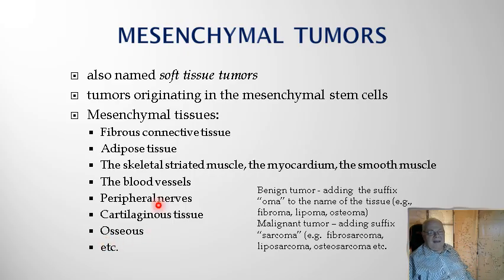When they are benign, to the tissue of origin we add the suffix oma. And when they are malignant, we add the suffix sarcoma. So we have fibroma, fibrosarcoma, lipoma, liposarcoma, leiomyoma, leiomyosarcoma, rhabdomyoma, rhabdomyosarcoma, angioma, angiosarcoma, and so on. So a lot of entities.